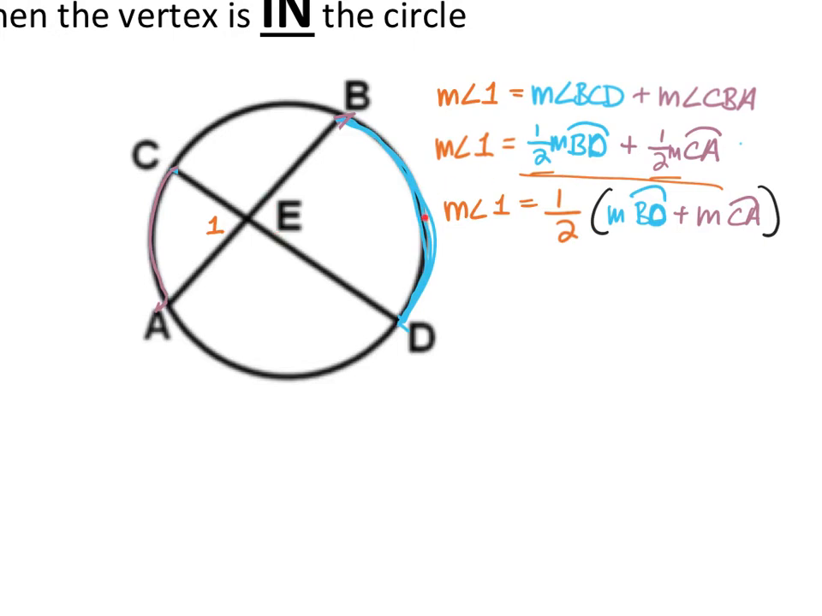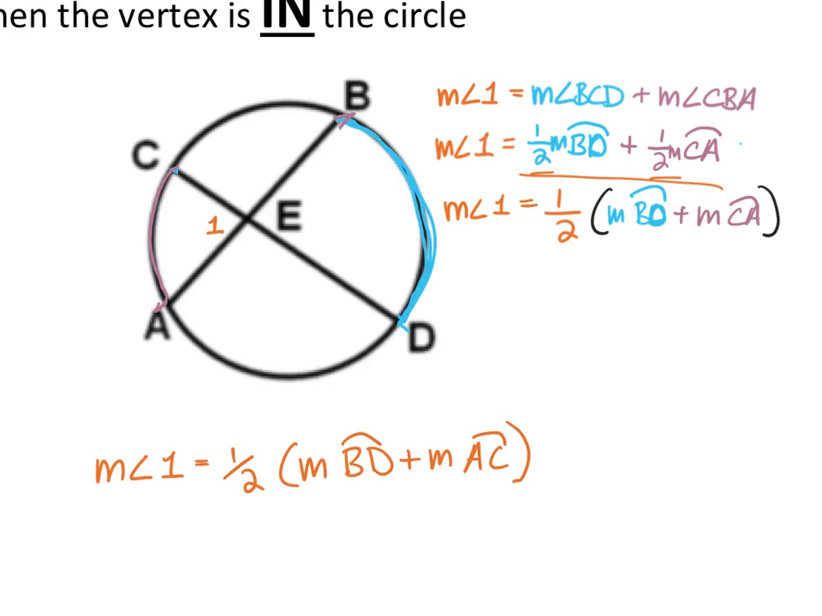So let's take this formula here and make sure that you've written it down. I would write it down right underneath here. So measure of angle 1, make sure you have an angle 1 written in there so it makes sense in your notes, equals 1/2 the measure of arc BD plus the measure of arc AC.